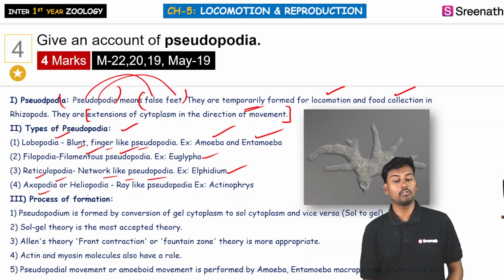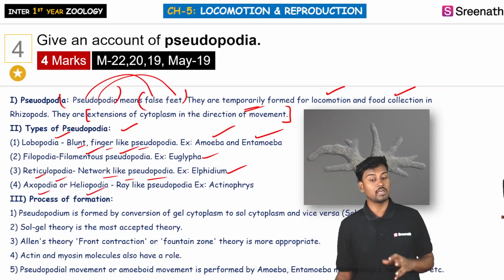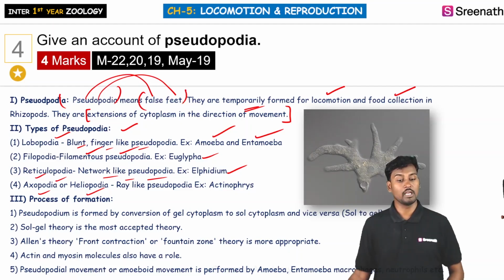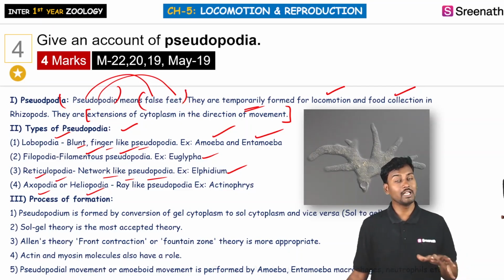And the next one is axopodia and heliopodia, which are generally ray-like pseudopodia, observed in case of actinophores. So here, pseudopodia is a false foot which is generally temporarily formed for locomotion and for food collection by the organism, especially in the rhizopods.